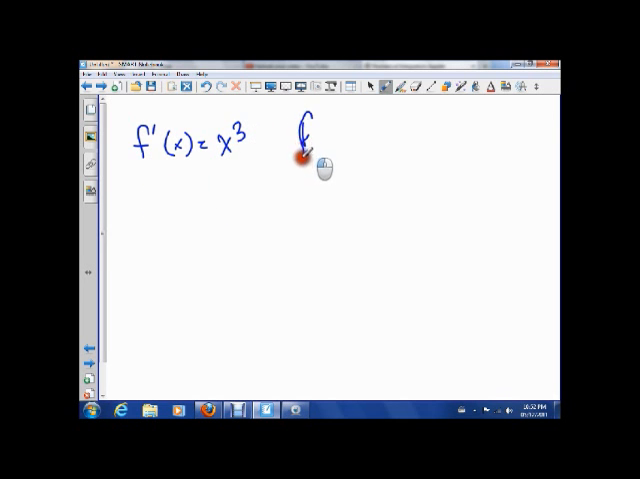What was f of x? Okay, so we know first of all that the original had to be to the power 4, right? Because the exponent's going to decrease by 1 to get to that. And we also know that to get from here to here, I'm going to have to take this and multiply it by 4, right? So to undo that, I'm going to divide by 4, right?